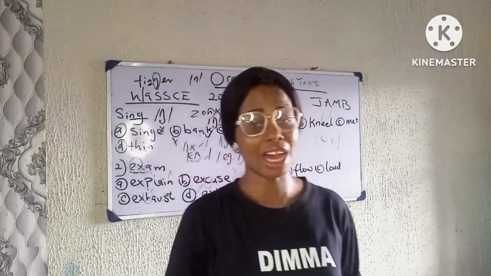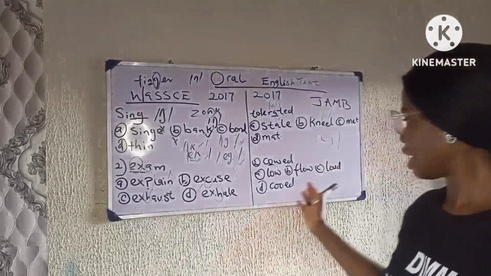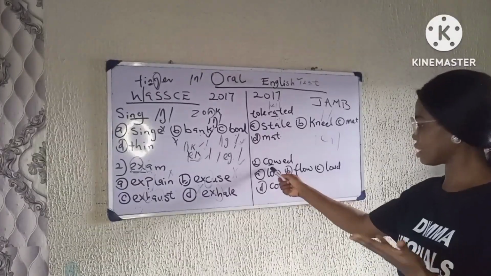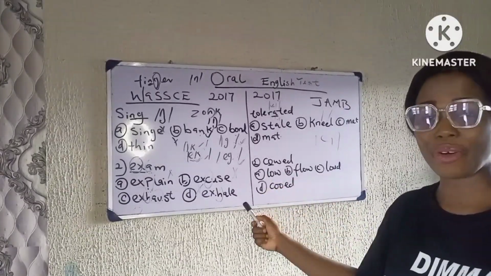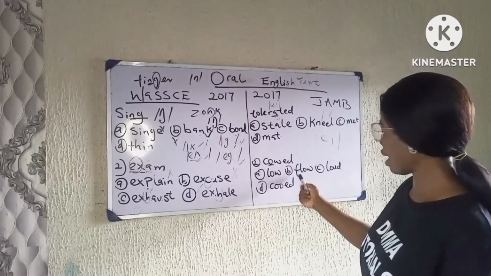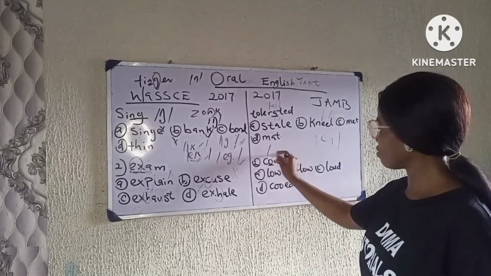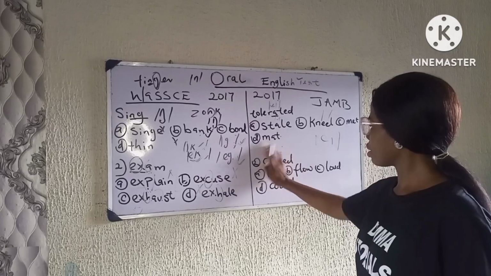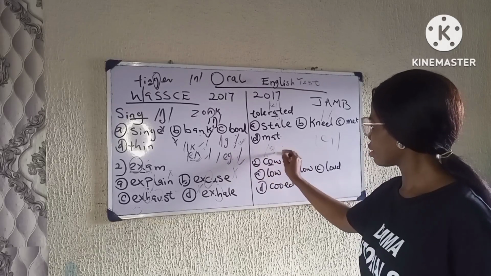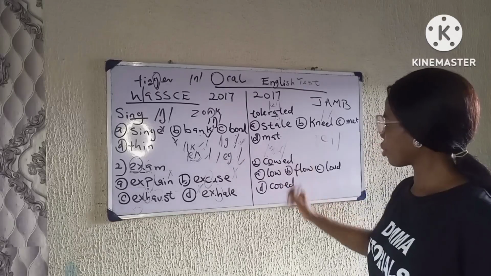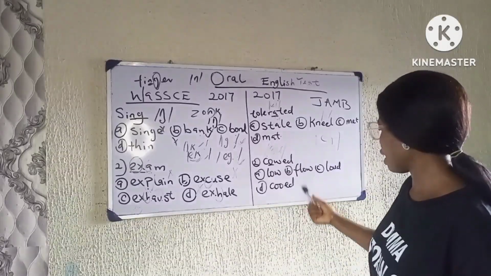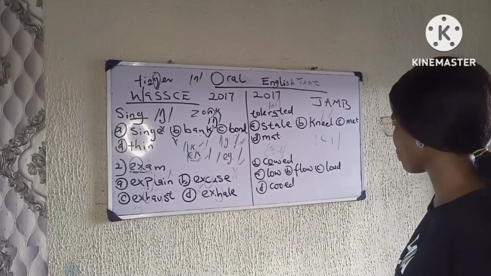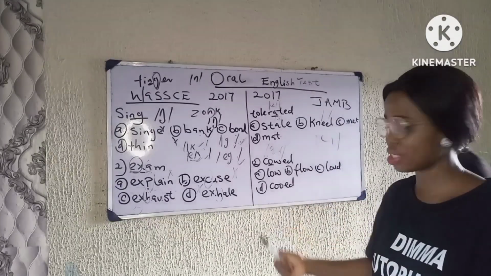The next question we have is cowed. Cowed. Here the letter O is pronounced ow. So all we have here is a diphthong ow. Cowed, okay? So we have the ow sound there. Now let's look at the options.